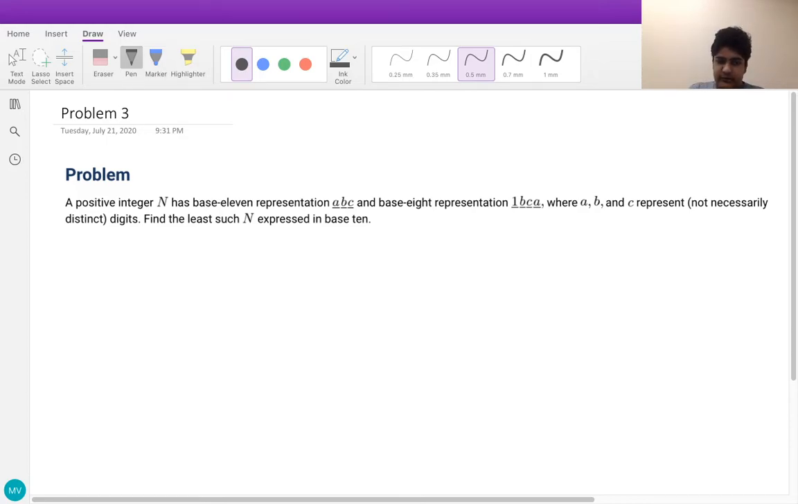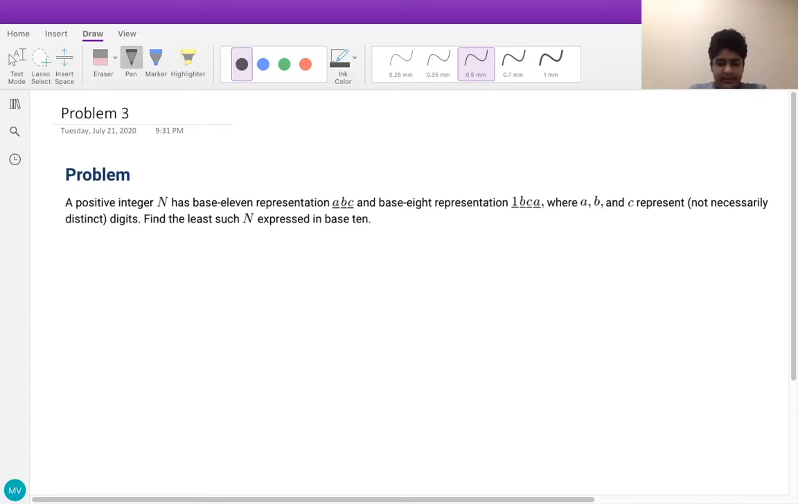Today, we'll be solving problem number 3 of the 2020 AIME I. The problem reads: a positive integer n has base 11 representation ABC and base 8 representation 1BCA, where A, B, and C represent not necessarily distinct digits. Find the least such n expressed in base 10.